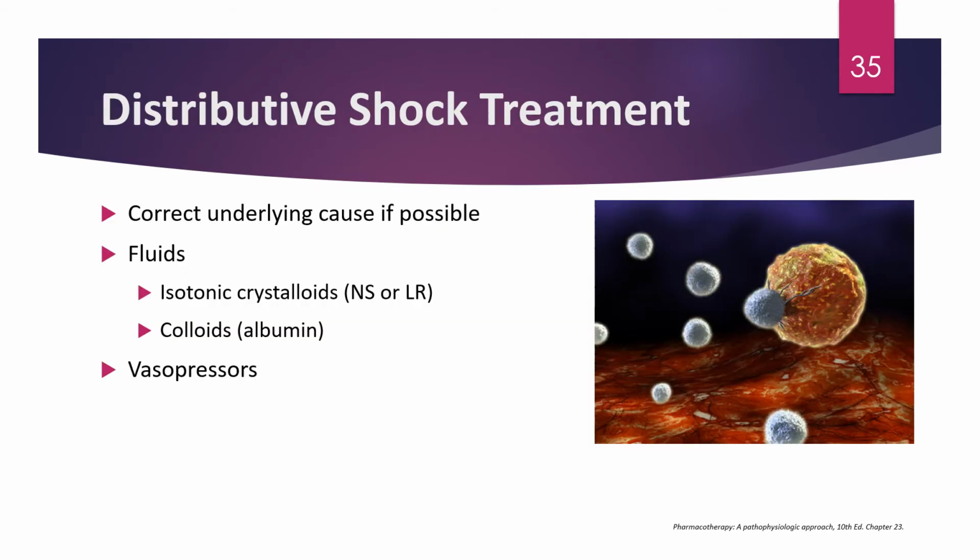So how do we treat distributive shock in general? We obviously want to treat the underlying cause of distributive shock when possible. So if it's septic shock or sepsis, we want to treat the patient by basically eradicating the infection, because that will minimize the inflammatory response that is causing the distributive shock, and as a result improve the blood pressure. In regards to blood pressure management alone, other than correcting the underlying cause with antimicrobials, we're also going to look at using fluids, including the crystalloid fluids and albumin. Additionally, we are going to consider vasopressors after we have fully fluid resuscitated a patient.